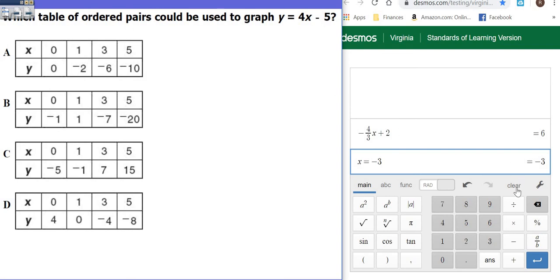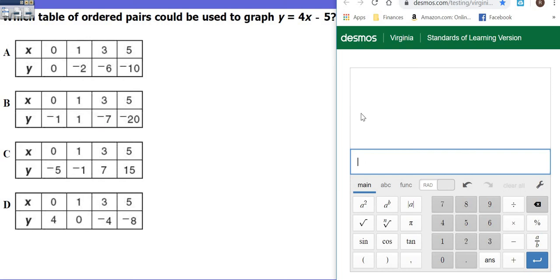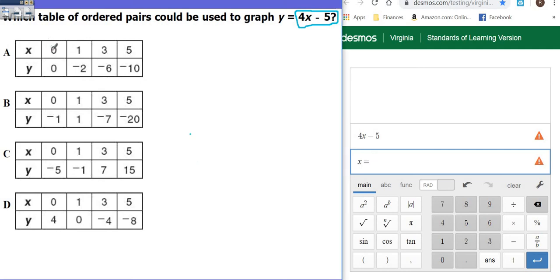It says which set or which table of ordered pairs could be used to graph this equation. So we're going to go ahead and read that equation, y equals 4x minus 5. And I'm going to put that in the calculator, 4x minus 5. And then I know I have to plug in x values, but I'm going to take some time here to look. I'm going to plug in each x and look at the corresponding y's.